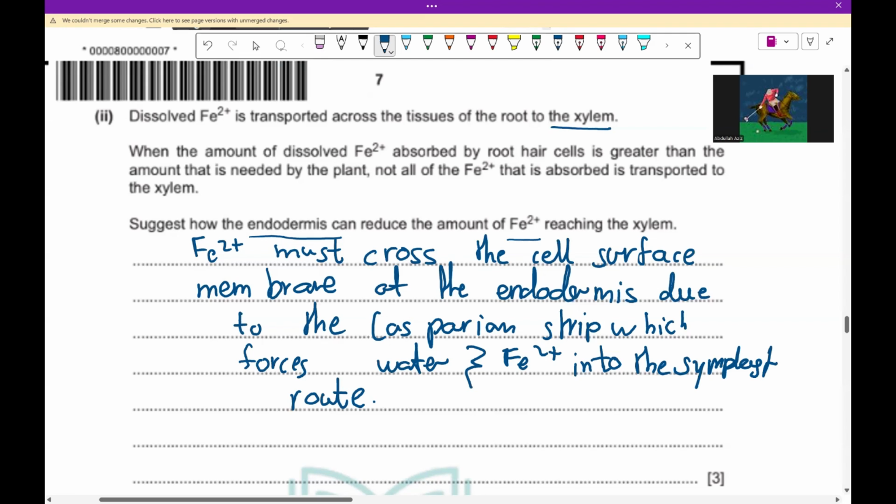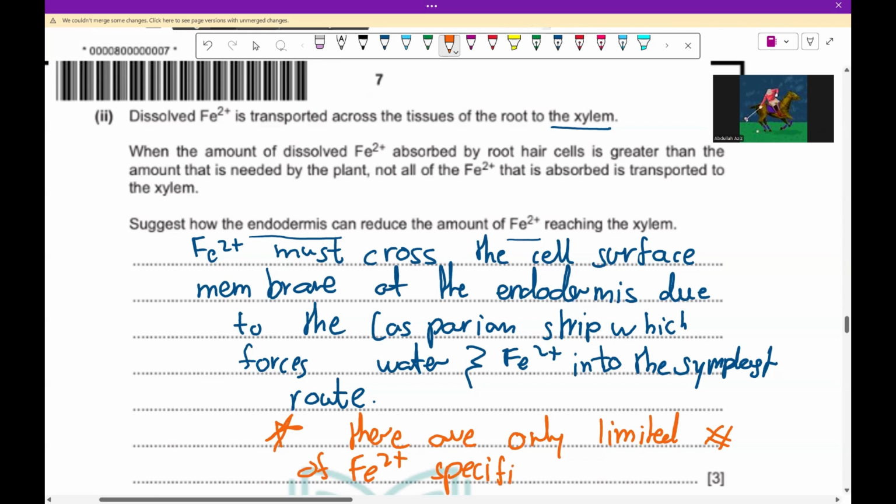So here you get the marks. And additionally, what you could have written was that there are only a limited number of Fe2+ specific membrane proteins, which also reduces the quantity of Fe2+ passing through the symplast pathway.